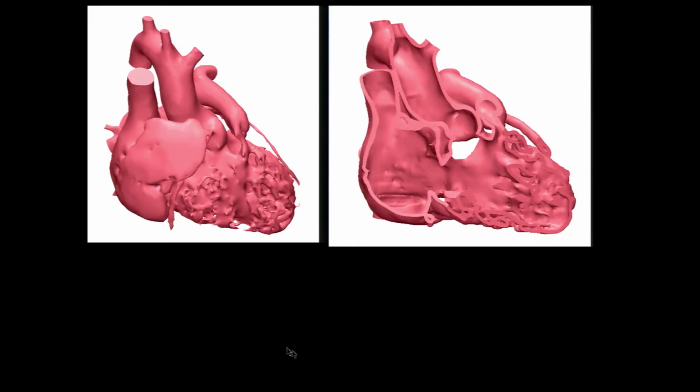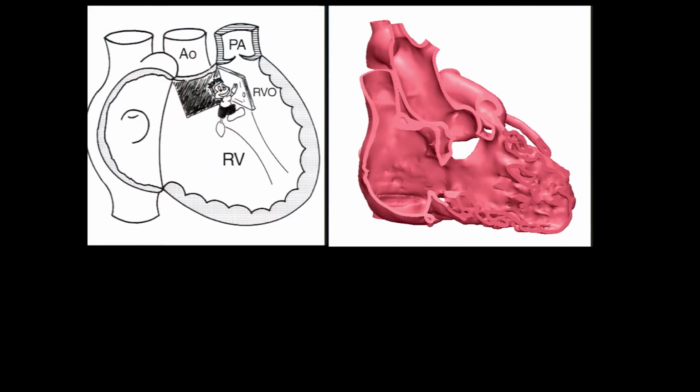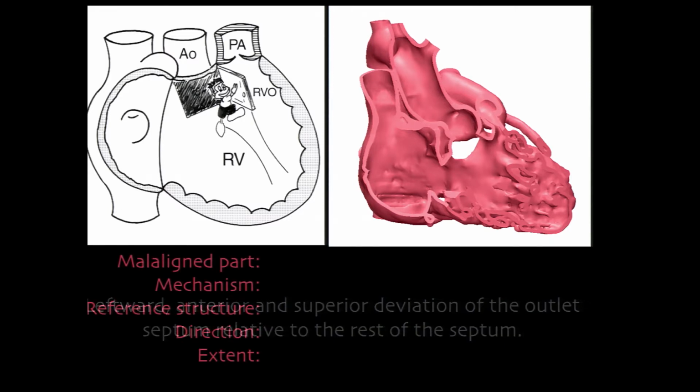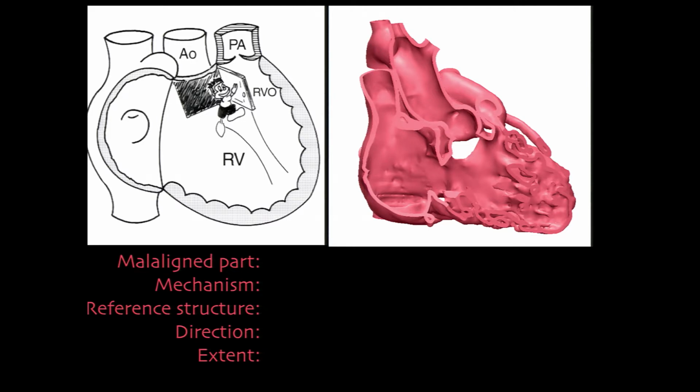Here is the cavitogram, and this is the 3D reconstruction of tetralogy of Fallot: aortic valve, outlet septum, pulmonary outflow tract, and then this is the case. Okay. So here is the thing, the usual description: leftward, anterior, and superior deviation of the outlet septum relative to the rest of the septum. That's how we describe tetralogy of Fallot. Let's describe it a little bit better. Let's talk about the malalignment part. Which part of the septum is malaligning?